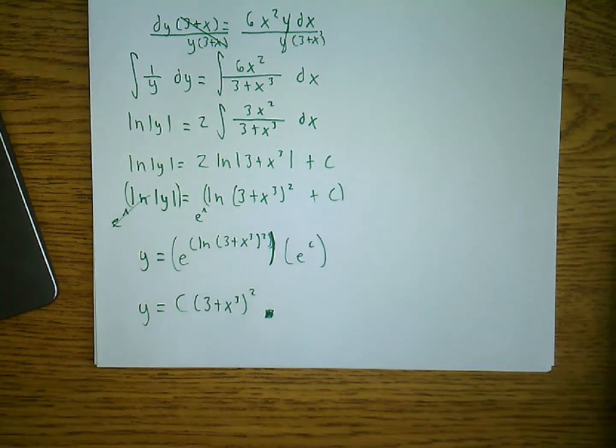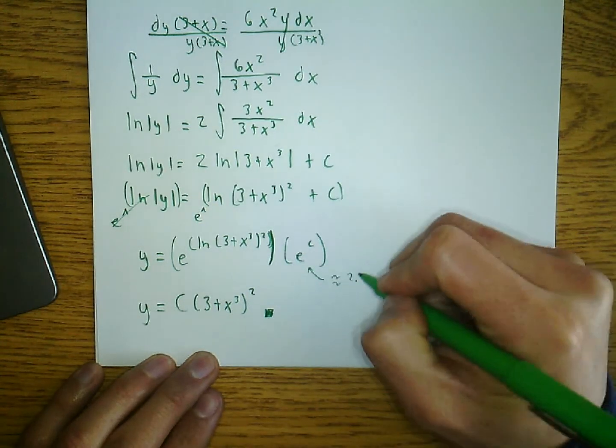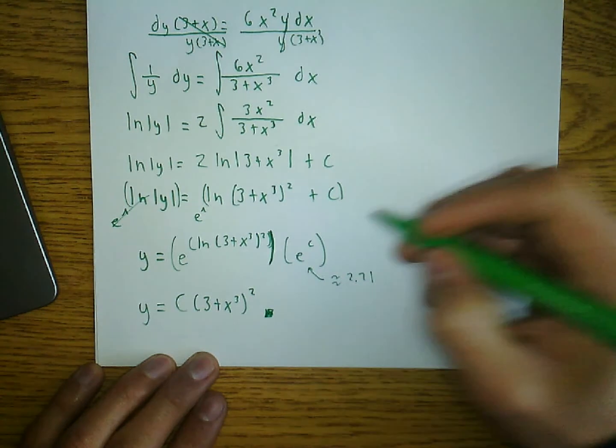Yes? No? Questions? Yes. So, can you explain again why the e to the c just becomes a constant? Yeah. So e is approximately like 2.71-ish, right? And then that's just a constant, right? So if you have a number to a constant, it's just going to give you another constant, right?